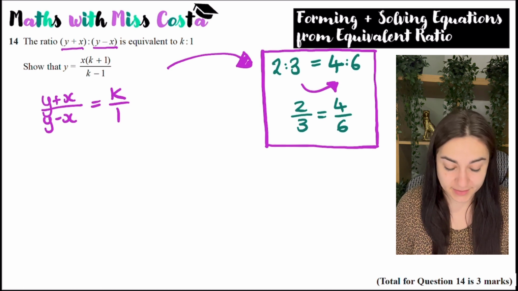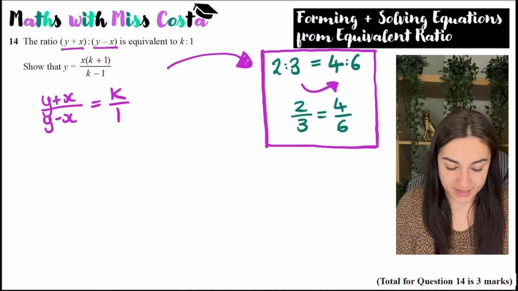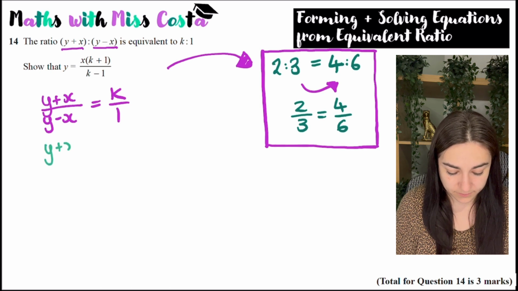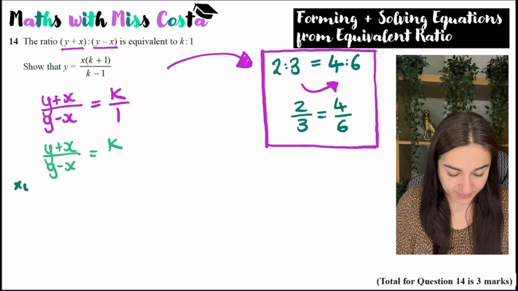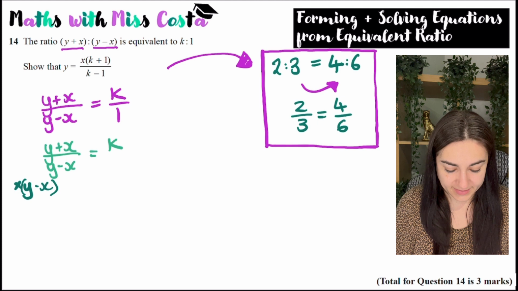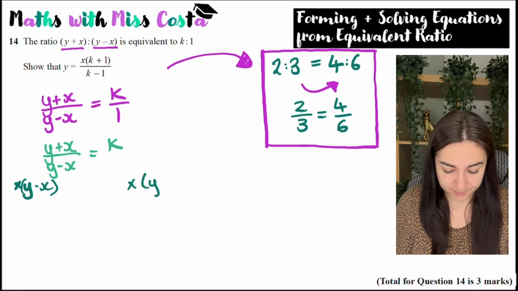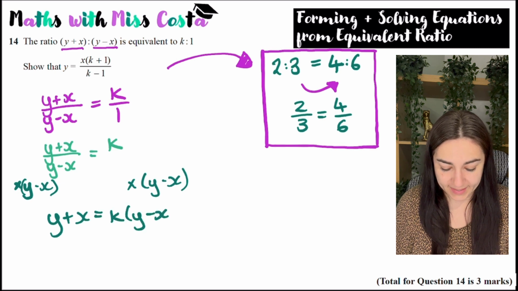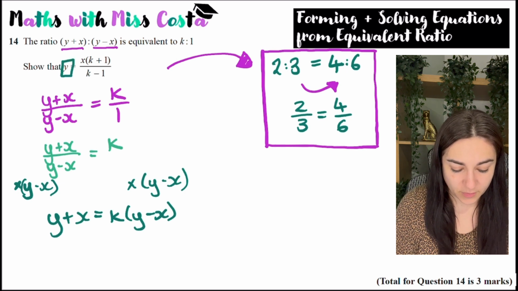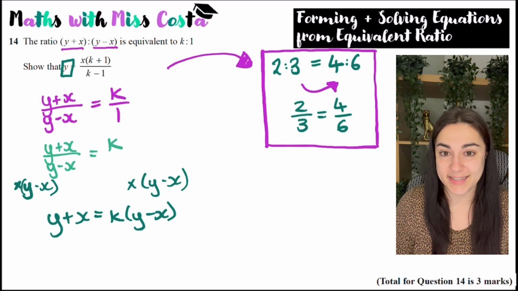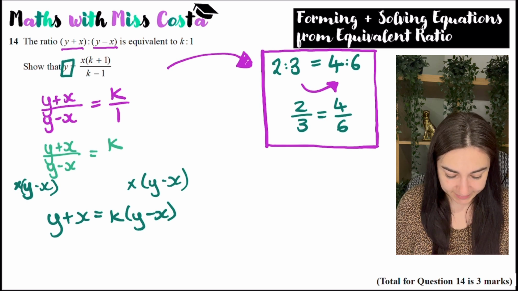Now that I've got fractions, I can try and manipulate them to solve them. So I know that anything divided by 1 is just itself, so that would just leave me with this. And then what do I want to do whenever I've got a denominator with algebra? I just want to multiply by that denominator to get rid of it. So if I times both sides by y minus x, I'd be left with y plus x equals k(y minus x). I'm being asked to show that y equals something, so I just need to rearrange everything to make y the subject. So let's expand the brackets.